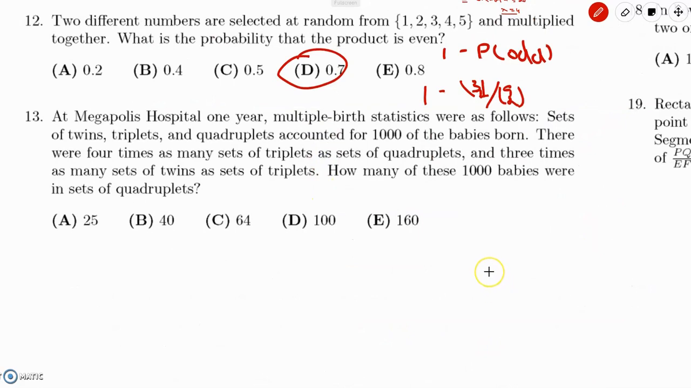Number 13. At Megapolis Hospital one year, multiple birth statistics were as follows. Sets of twins, triplets, and quadruplets accounted for 1,000 of the babies born. There were 4 times as many sets of triplets as sets of quadruplets, and 3 times as many sets of twins as sets of triplets. How many of these 1,000 babies were in sets of quadruplets?